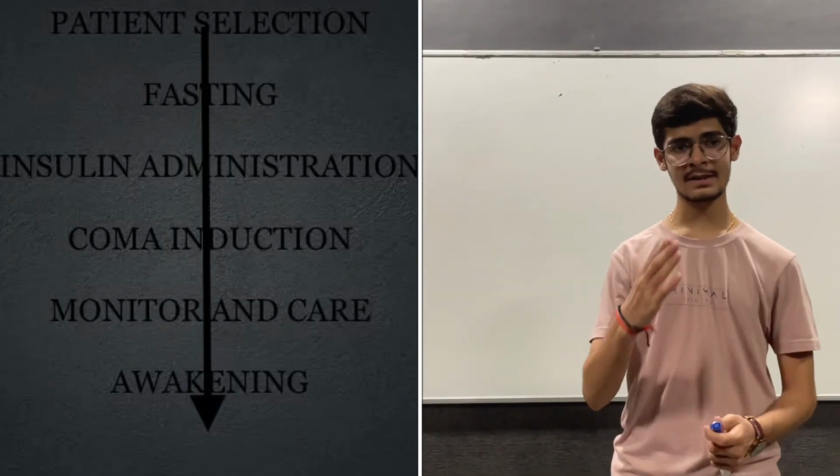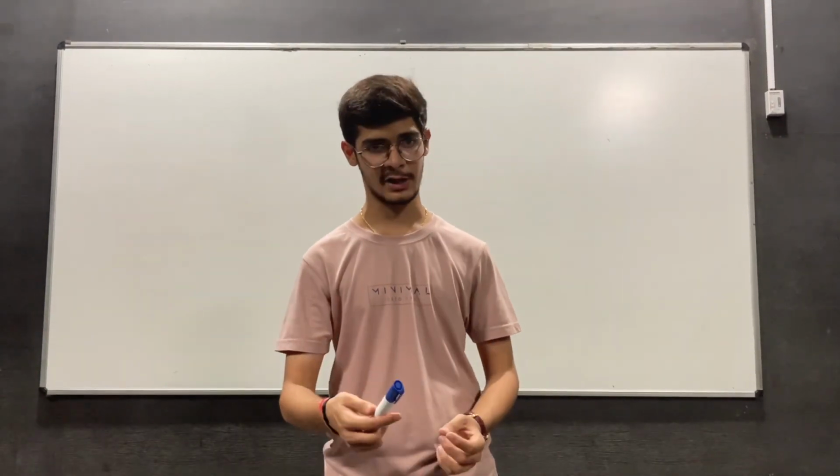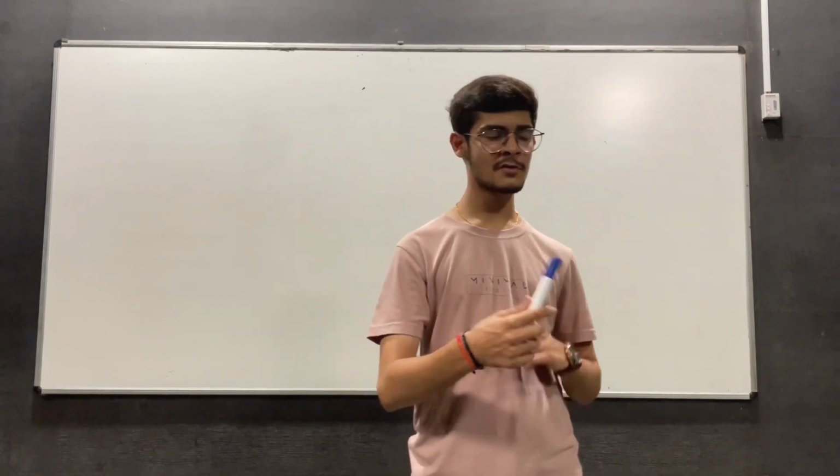The first step is patient selection, in which the patients were selected for the treatment of ICT. They were mostly patients with psychiatric disorders, but mostly of them were schizophrenia. Other patients selected were those who were not showing any kind of response to other treatments. The second stage is fasting. The selected patients need to fast overnight just to minimize the risk of aspiration.